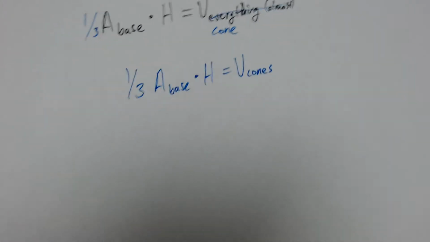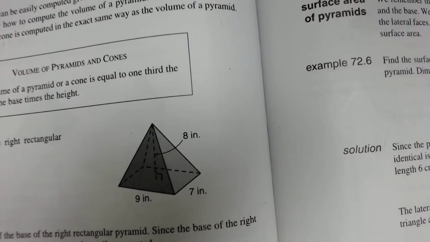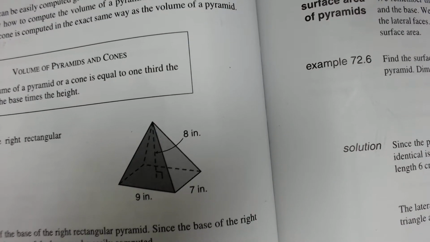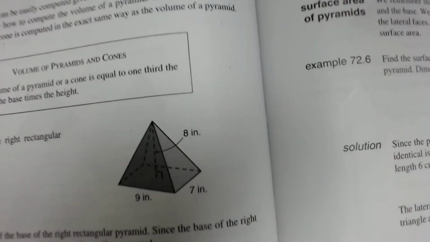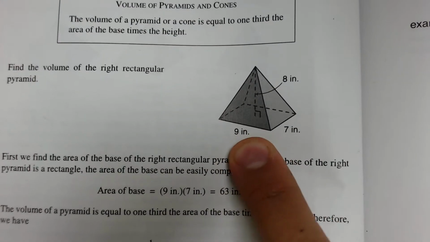So the area, or the base of a cone, is going to be a circle. The base of a pyramid is going to be a rectangle, or sometimes it could even be a triangle if we have a triangular pyramid. But it will always be 1/3. So let's do a practical example. We'll find the volume of this right rectangular pyramid.